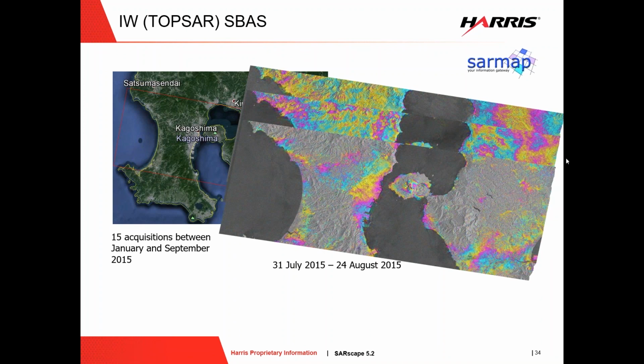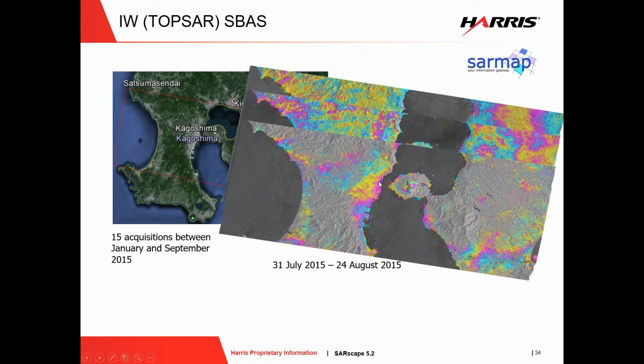But we see here in this acquisition a lot of fringes. So basically, in the month of August, around August 19th, there has been a severe, strong inflation, and the start of a strong eruption of the Sakurajima. So we still see big deformation.